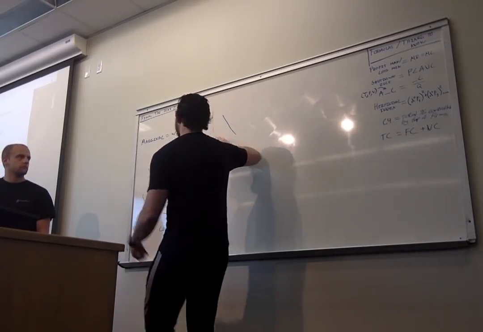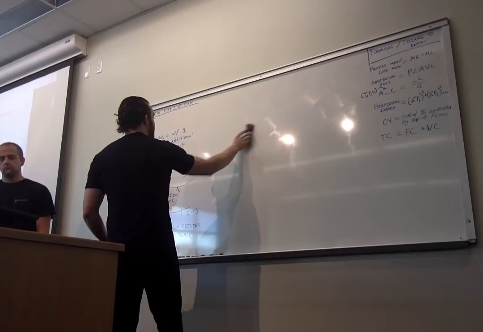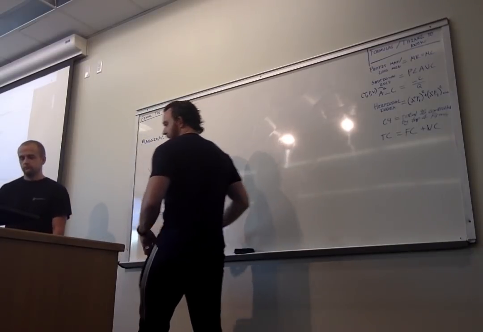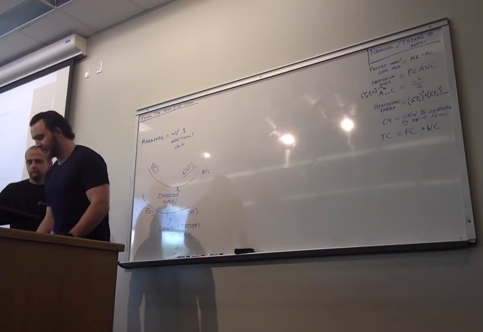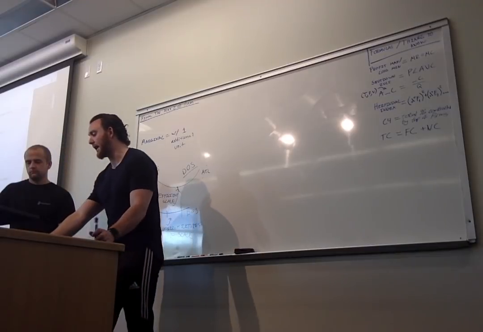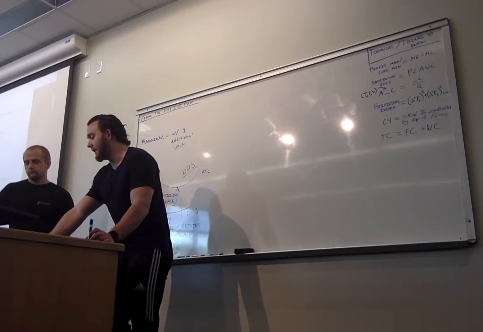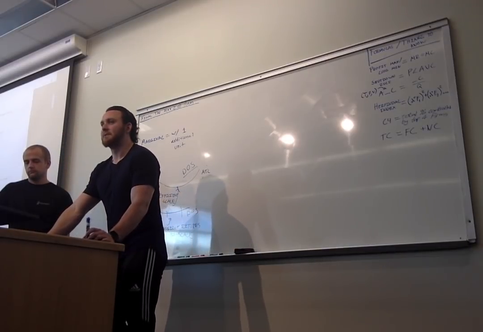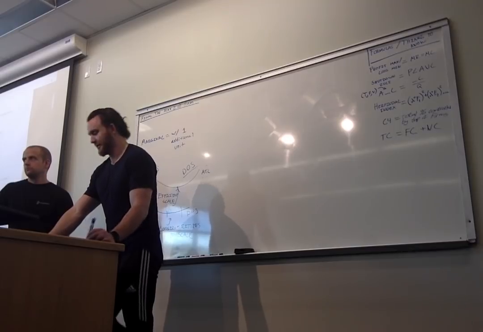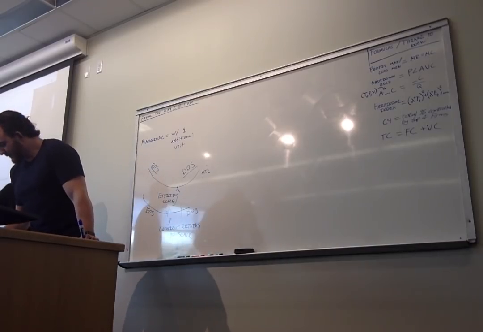So then, go back to this question. Economies and diseconomies of scale explain why the firm's long run average total cost curve is U-shaped. Does that make sense to everybody? Yeah. Cool. All right, number 7.